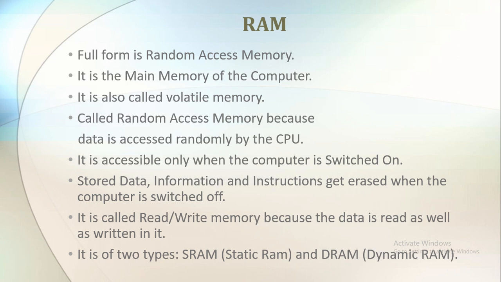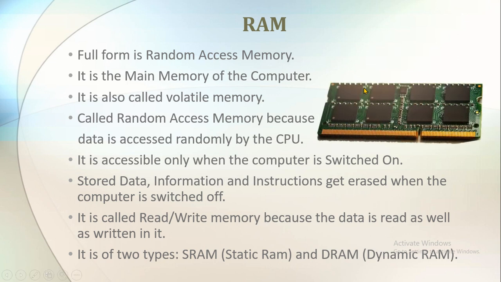It is called read and write memory because the data can be read and written as well. The RAM consists of two types: SRAM, which means static RAM, and DRAM, dynamic RAM. So you can see the picture of a RAM here. It is a volatile memory.